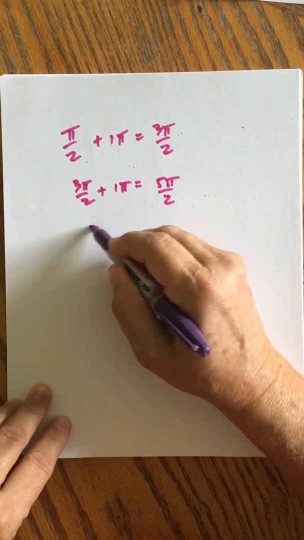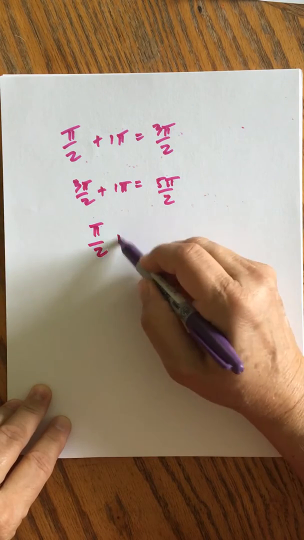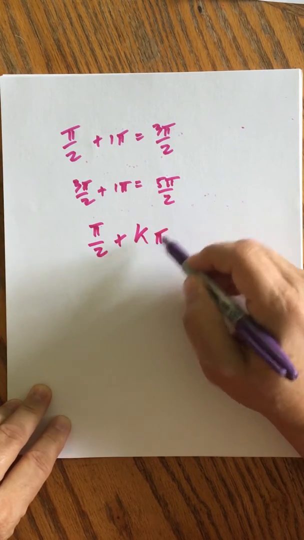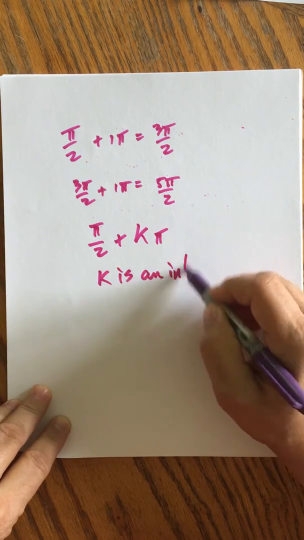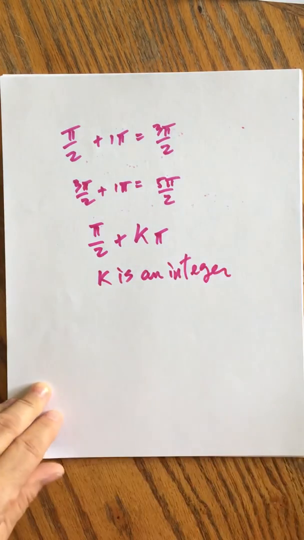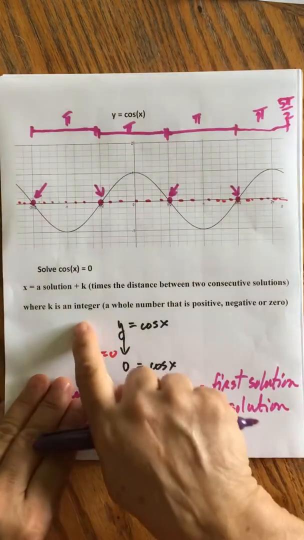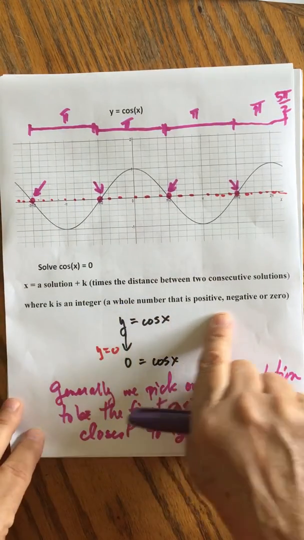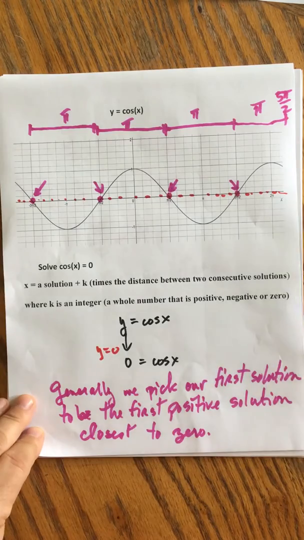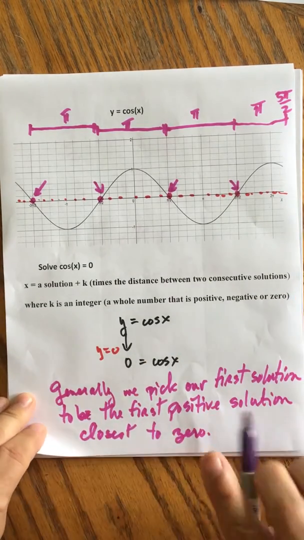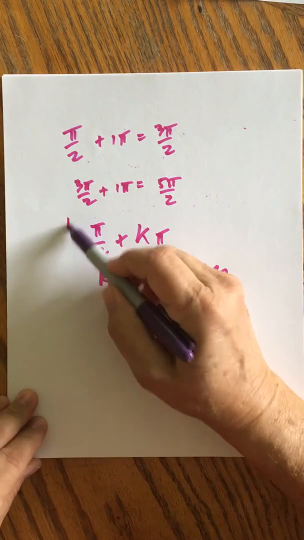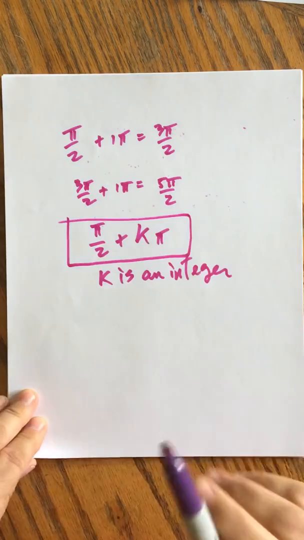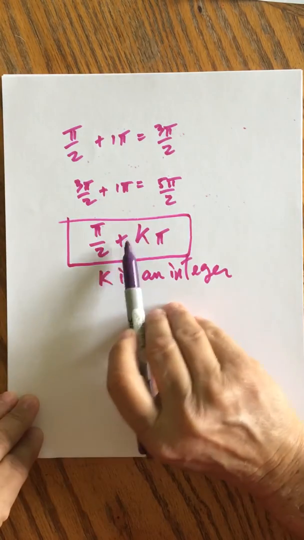So essentially, if you start at your first solution, and you add k pi, where k is an integer, and remember, an integer is a whole number that is positive, negative, or 0, so just no fractions or decimals, then that's how you can capture all your solutions. All right, so that's what your general format will look like. This would be my solution, pi over 2 plus k pi.